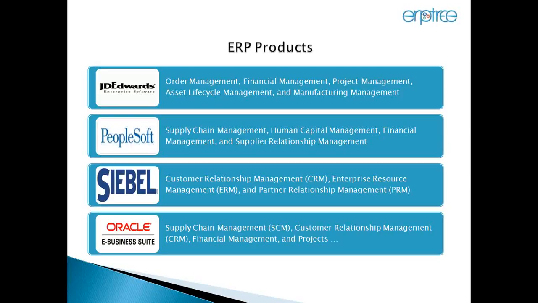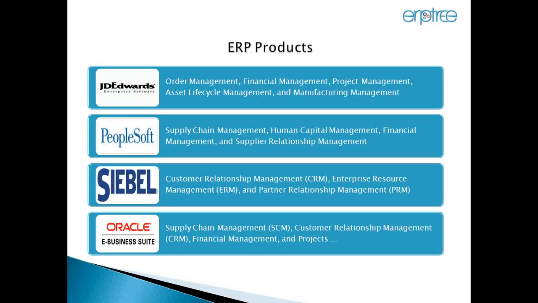If you look at a few ERP products here, the first one is JD Edwards. JD Edwards is offering solutions for order management, financial management, project management, asset lifecycle management, manufacturing management, and many other solutions. In the same way, PeopleSoft also offers supply chain management, human capital management, HCM, financials, and supplier relationship management. When you look at Siebel, CRM and ERM and PRM, they offer different solutions based on industry specific process based requirements.